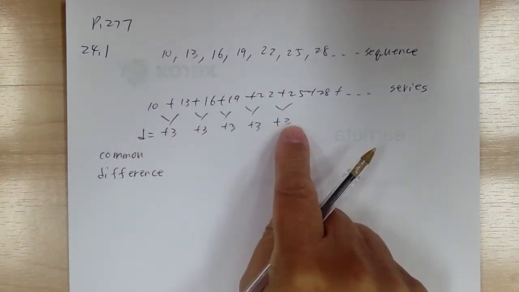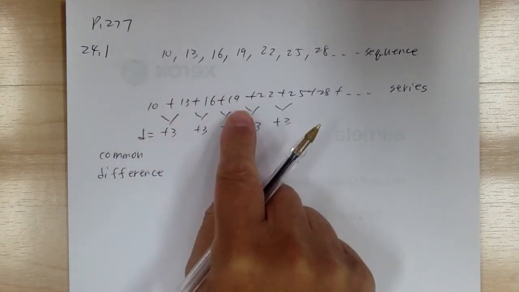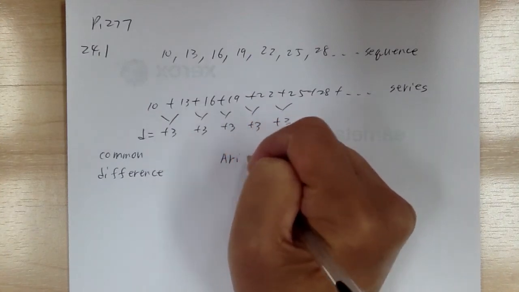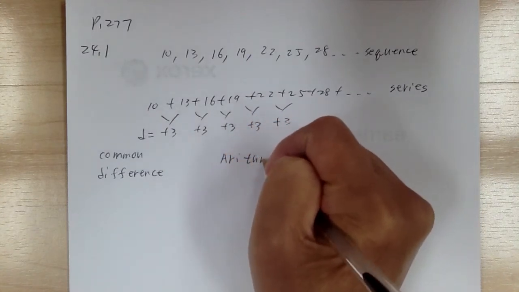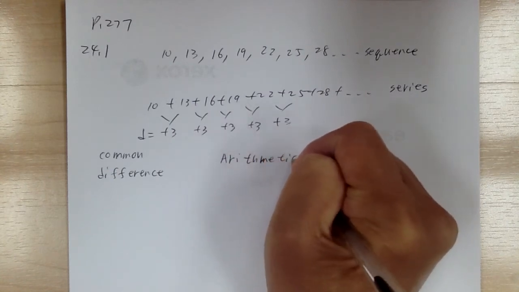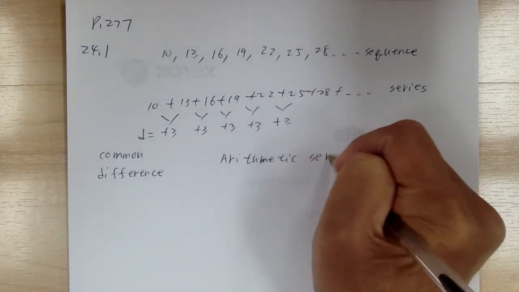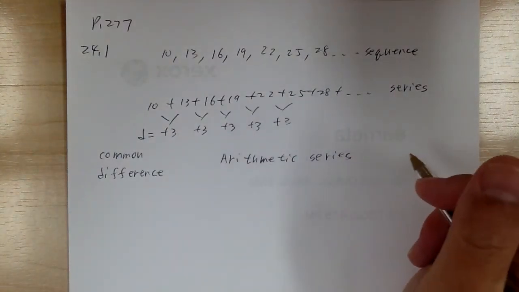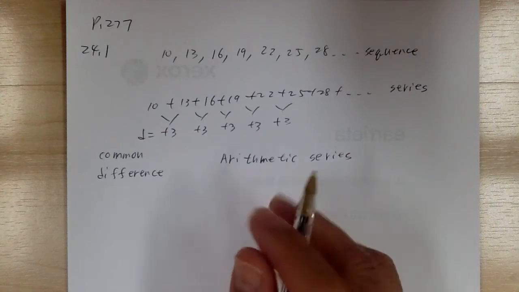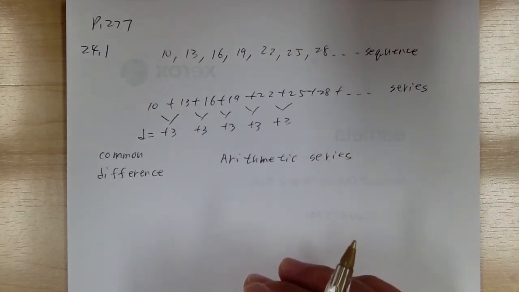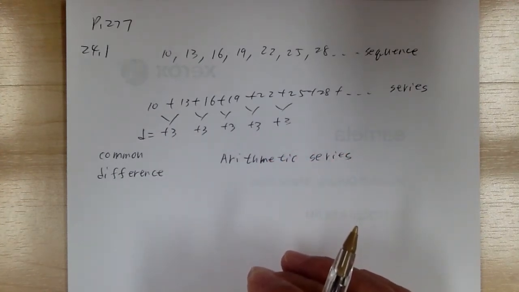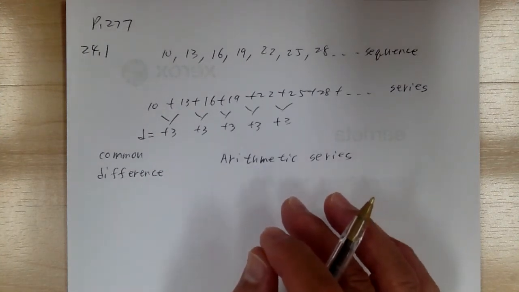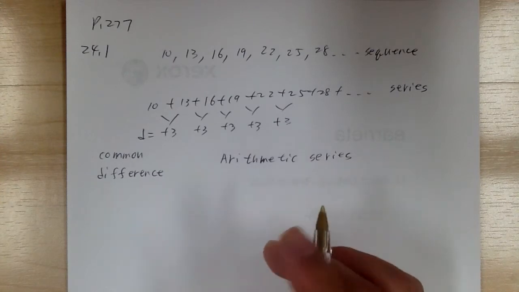And so when you have a common difference, when you have to add to get to the next term, it's called arithmetic. So these are just some of the terminologies. And so when you're going to add a series, that's the easy way to remember your formula.